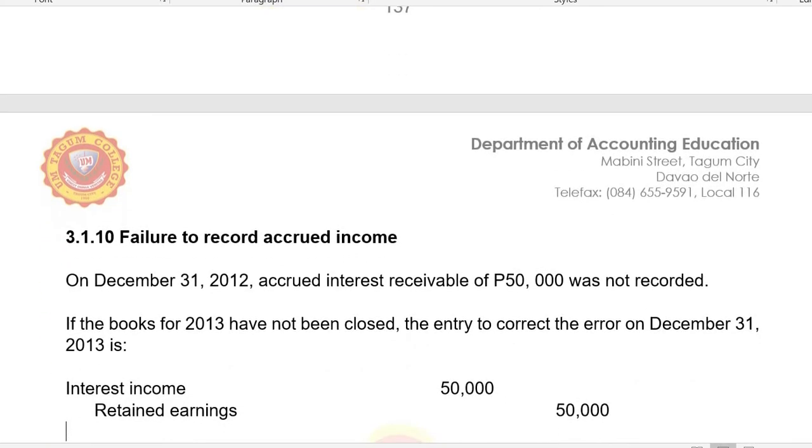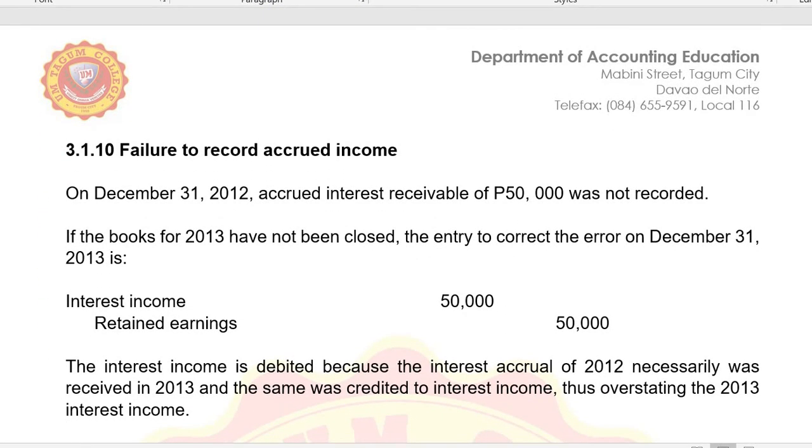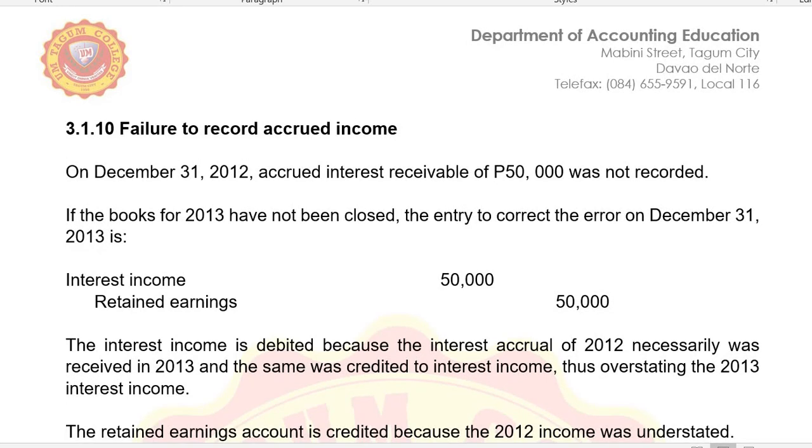Okay, failure to record accrued income. On December 31, 2012, accrued interest receivable of 50,000 was not recorded. So, di ka naka-accrue, no, ng income. So, your interest income is understated. Therefore, understated din yung net income mo.